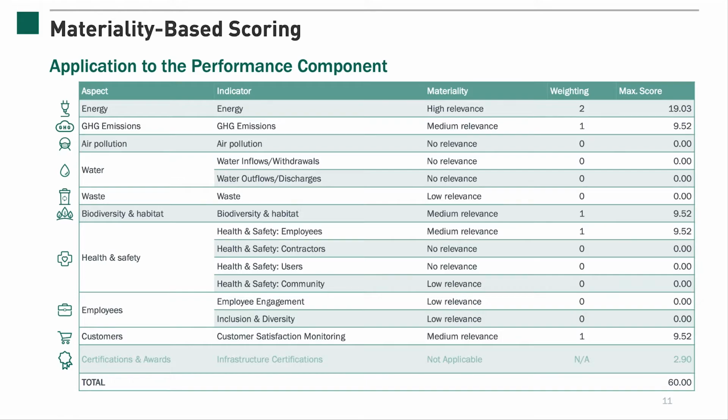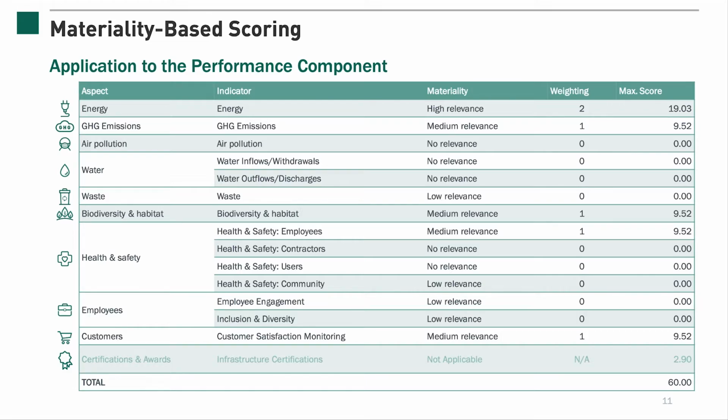You may still choose to report data for the unscored indicators, if you know that your investors want to see such data, for example, but no points will be awarded. The weighting of the indicators is automatically redistributed to ensure that the performance component retains its overall weighting of 60% of the asset assessment.